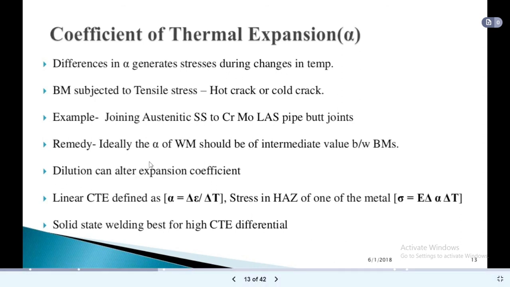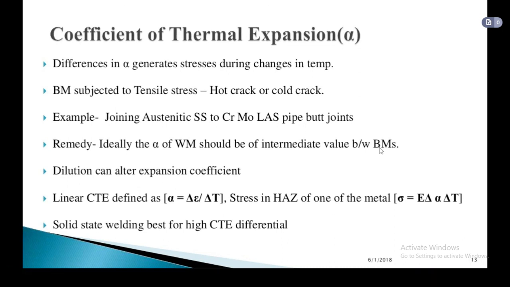What are the remedies here? Ideally, the coefficient of thermal expansion of the weld metal should be intermediate between the two base materials. Okay, means when we are joining two dissimilar materials having a difference in their coefficient of thermal expansion, the weld metal, meaning the buttering material or filler material that we are using, has an intermediate coefficient of thermal expansion, so we can avoid the difficulties in welding.